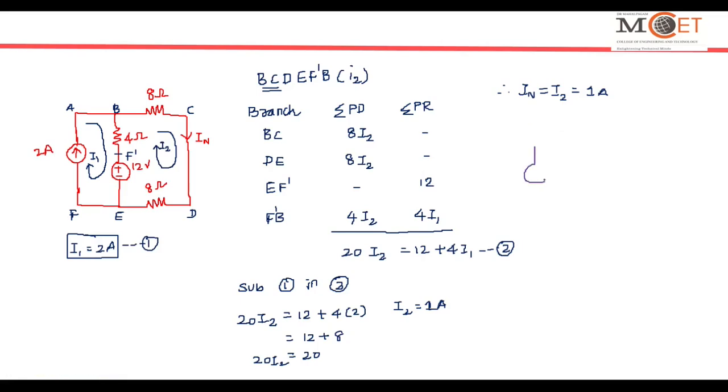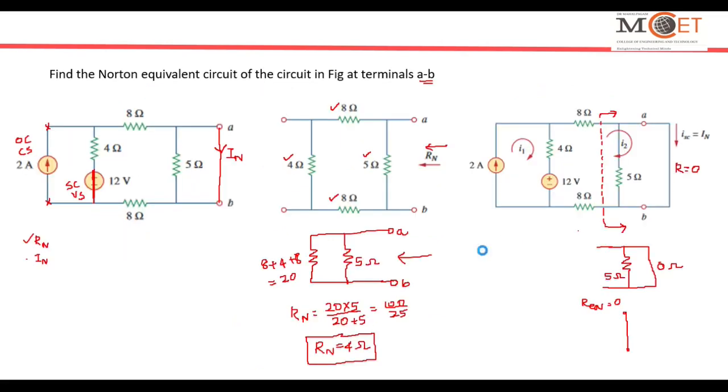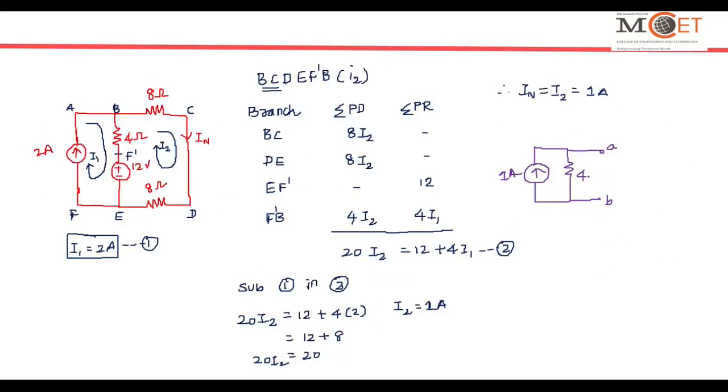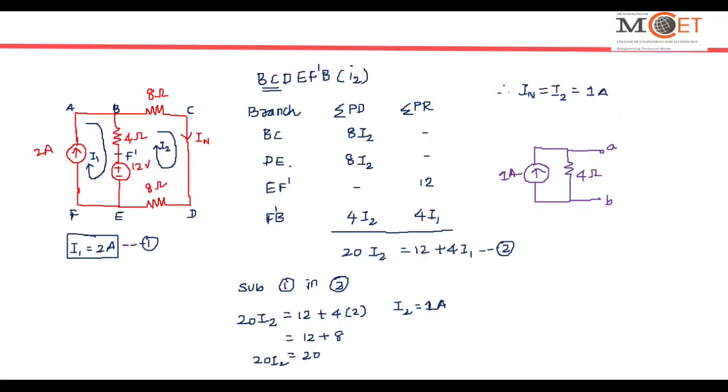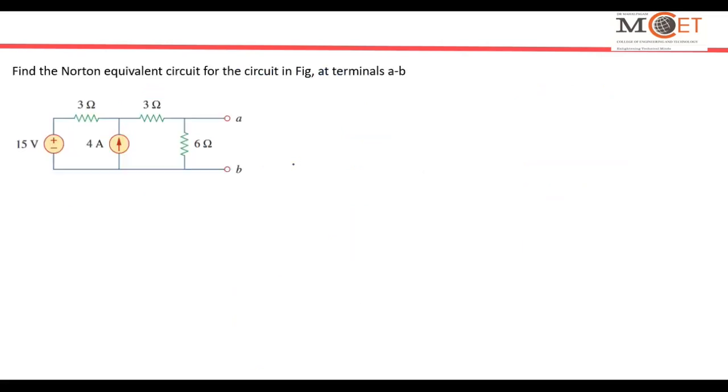So I will have a Norton current of 1 ampere and a Norton resistance of 4 ohms. This is the terminal AB. Norton's resistance is 4 ohm, so this is a 4 ohm. So this is the equivalent circuit, Norton's equivalent circuit for the circuit shown in the figure. This is problem 1. Now let us go for the next problem.